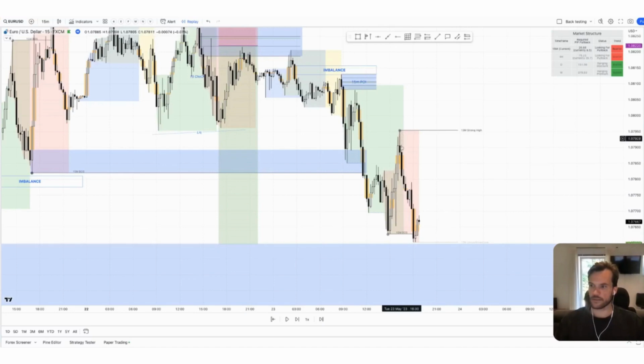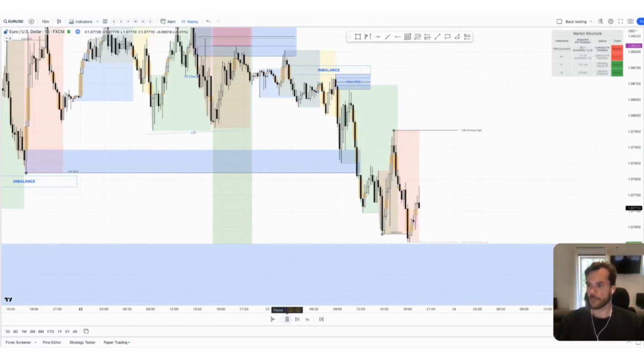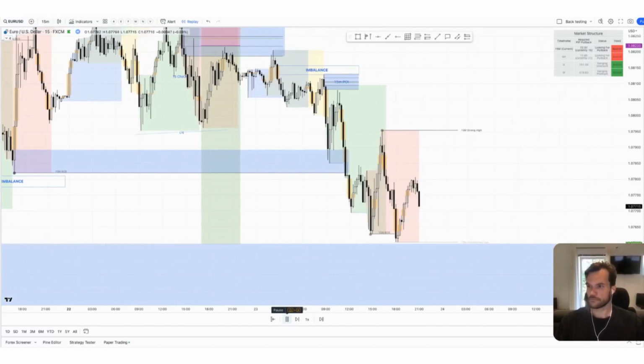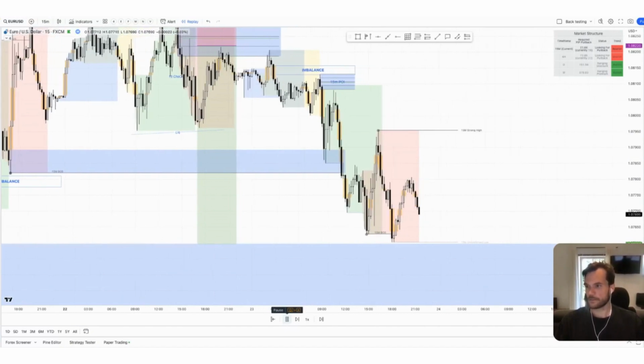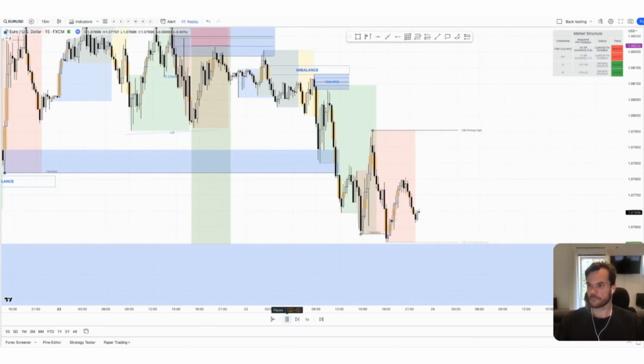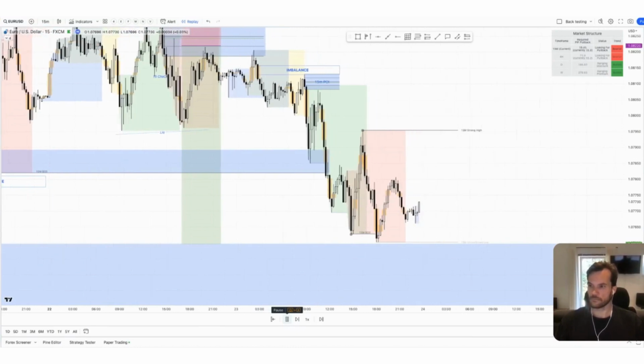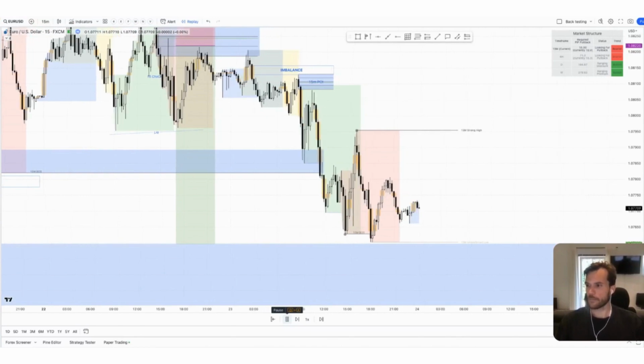There's not really anything I'm interested in here either. Everything still has imbalance above. So, yeah, I'm just going to see how the market keeps moving.